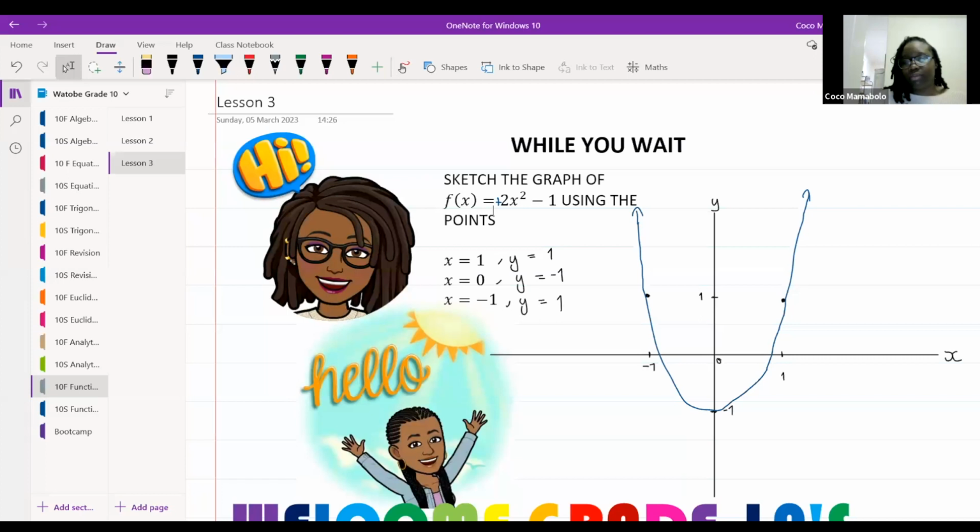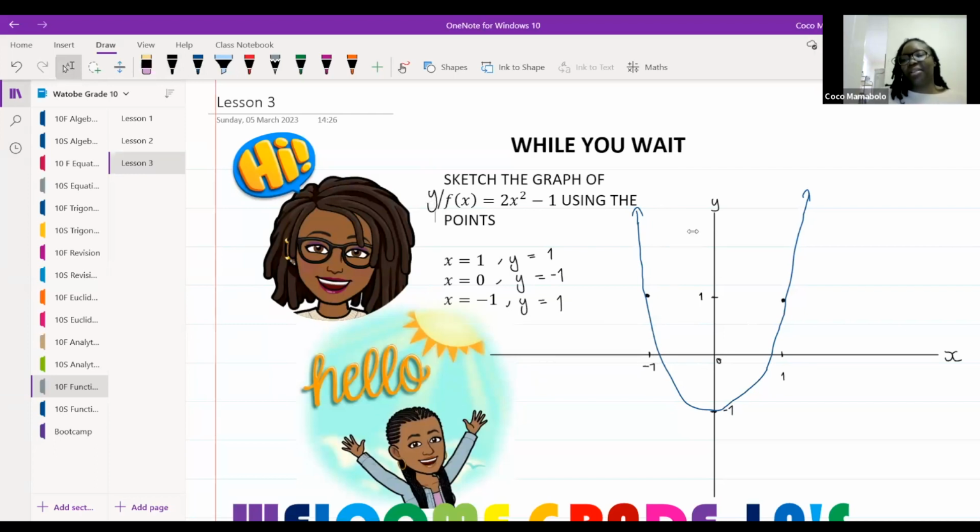It's f of x. When did we start f of x? Well, f of x isn't really anything fancy. F of x is just another way of saying y. Y and f of x are the same, so don't stress. Okay. Don't panic, my sweetie. F of x is the same as y.